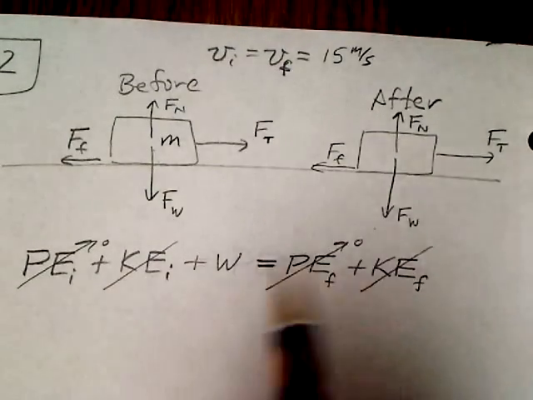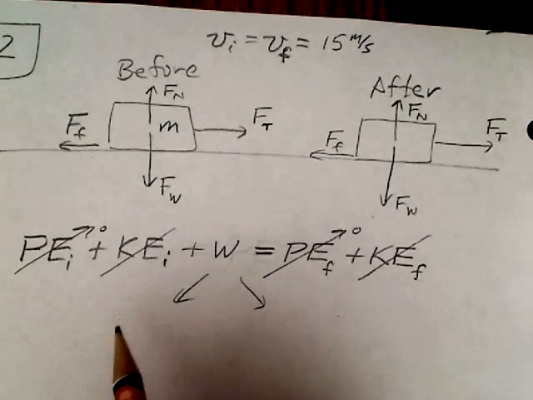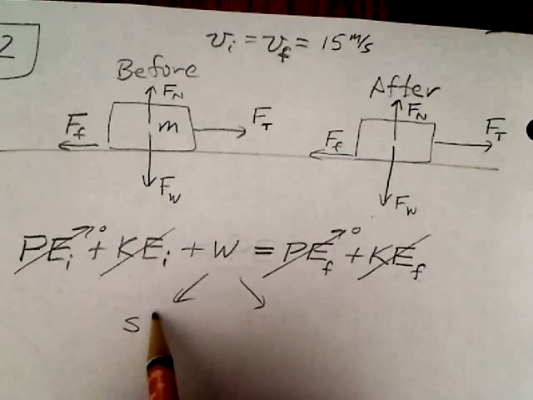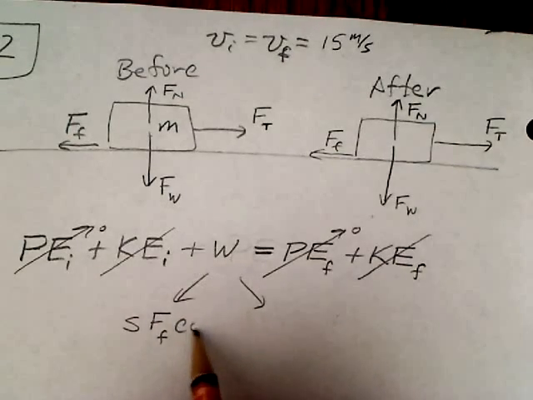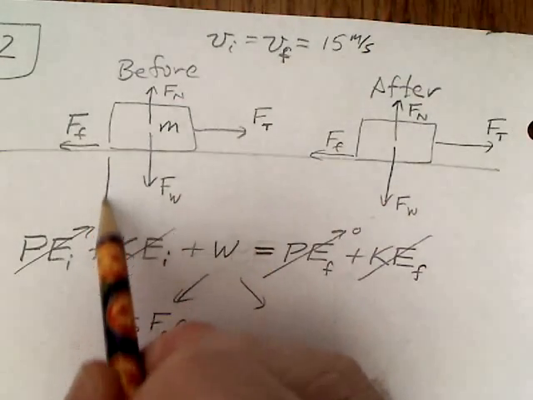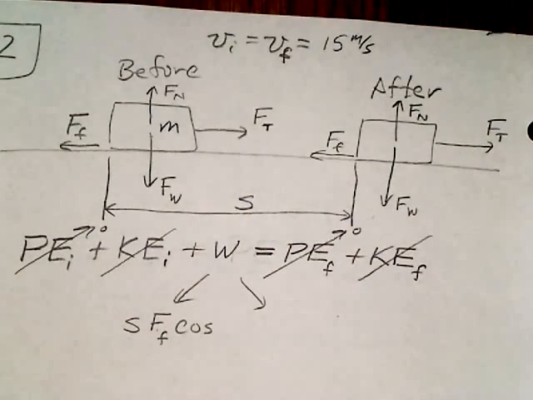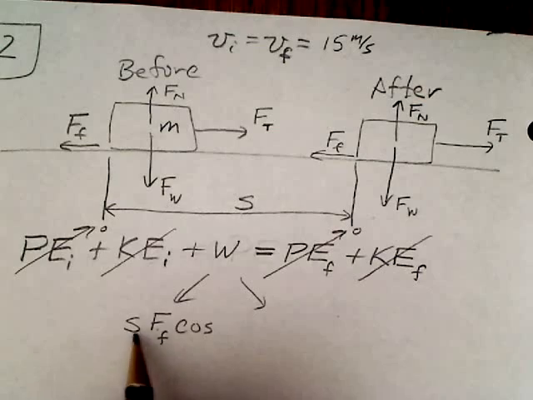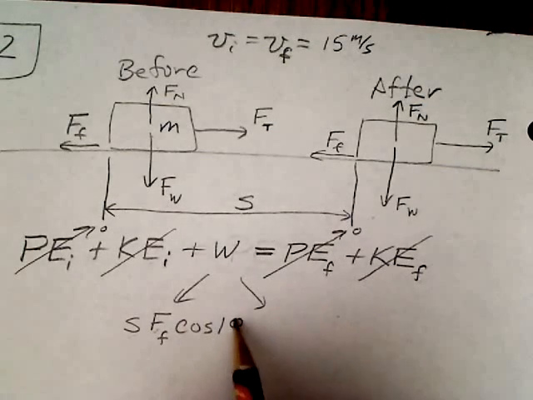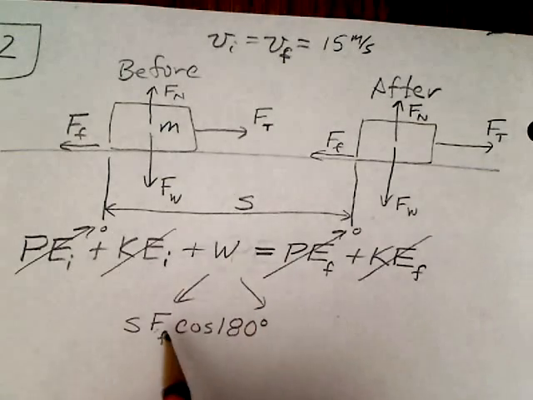There are two terms for the work. You have the work done by friction and the work done by the engine. So the work done by friction is simply S times the frictional force times the cosine of the angle between the frictional force and the displacement. The displacement is from here to there. So there's the displacement, there's a frictional force, and the angle between those two is 180 degrees. That's one of the terms for the work.